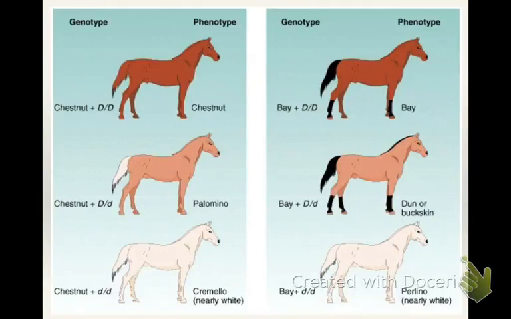I don't understand. What's the difference between a chestnut and a bay horse? They look like the same. Chestnut is technically red and a bay is brown. Okay.